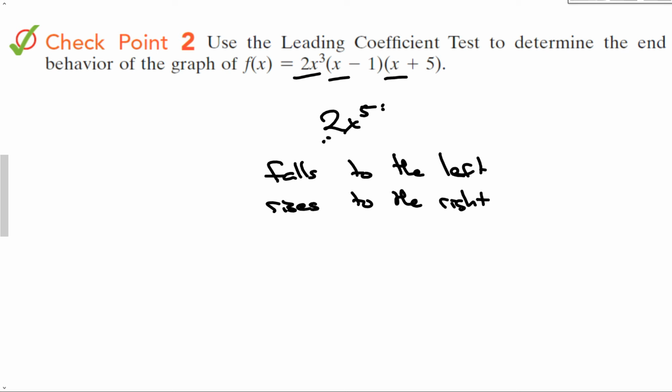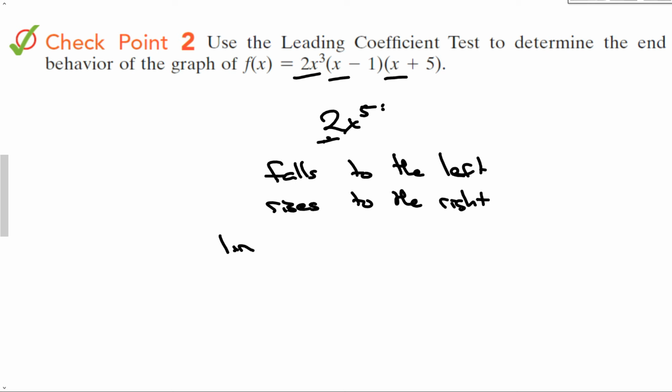How do I know that? Well, I know that because this leading term is positive and it's odd, so the ends are going to be different, and I want to end on going up. I want to end positive. Limit notation one more time.